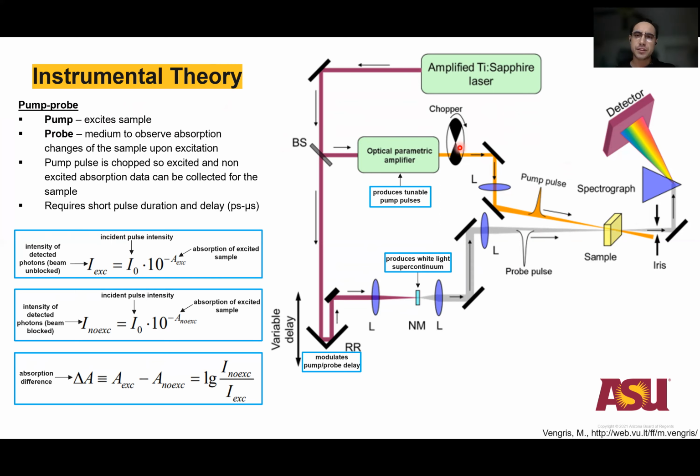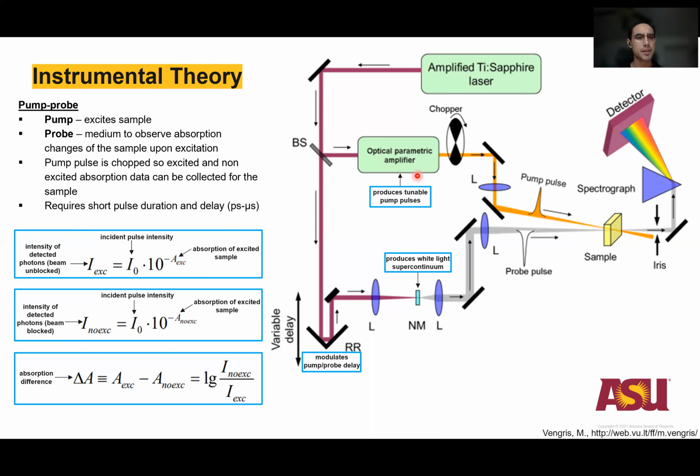And so you start with your laser here, and then your light beam ends up going through a beam splitter. One pathway is going to end up going to your pump pulse, and the other is going to end up going to your probe pulse. And there's a chopper here that chops the beam periodically, so that you can measure both the ground state absorption as well as the excited state absorption.